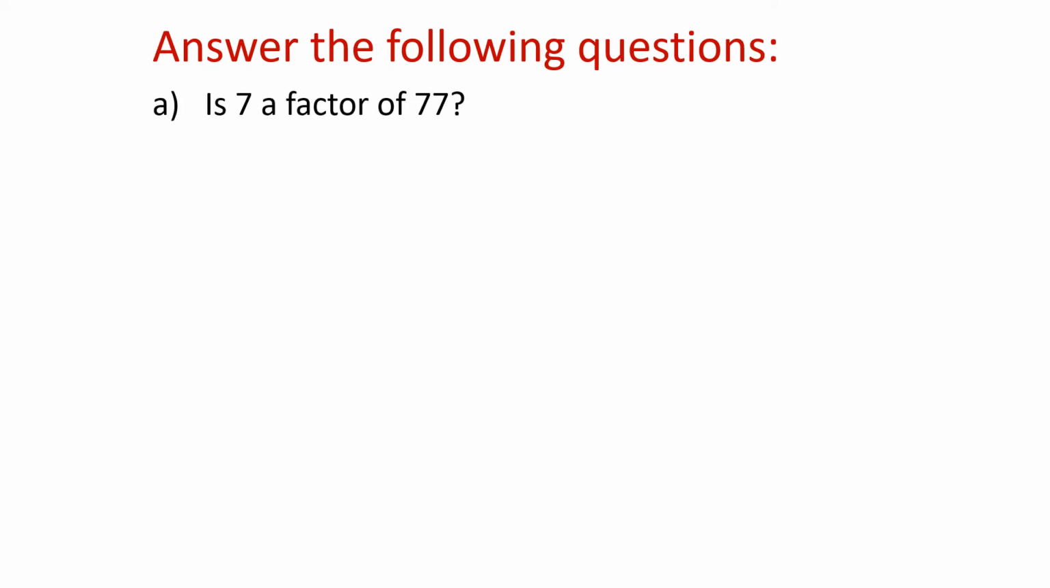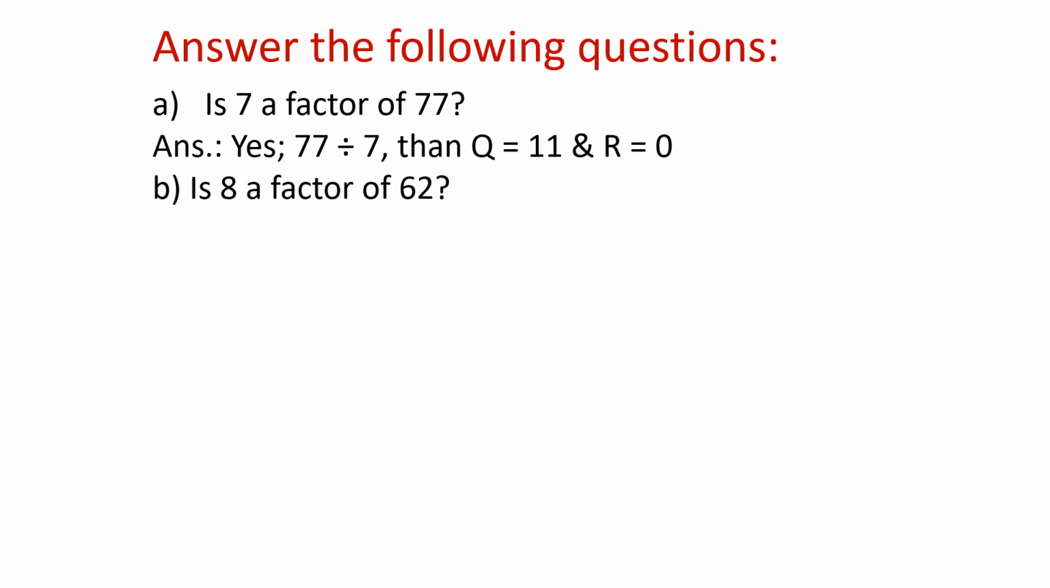Answer the following questions. Question number A. Is 7 a factor of 77? And the answer is yes, because if we divide 77 by 7, then the quotient is equal to 11 and the remainder is equal to 0. And if the remainder is equal to 0, we can say that 7 is a factor of 77.